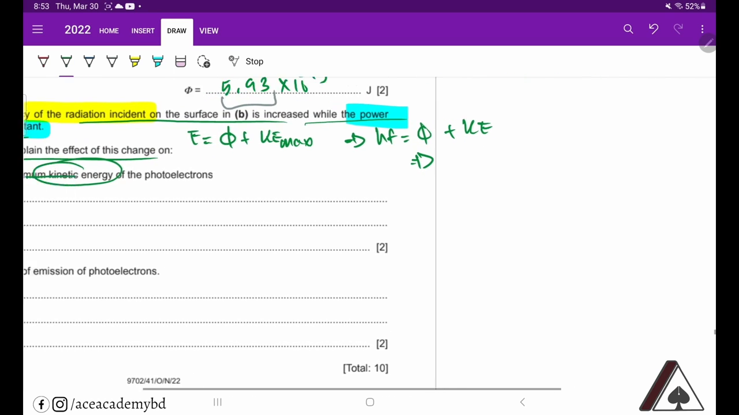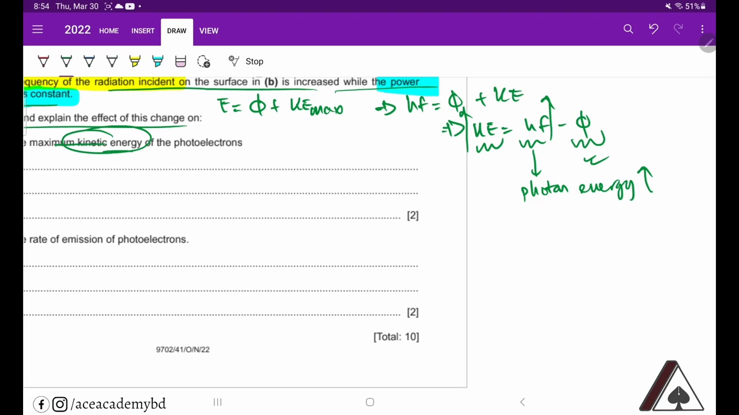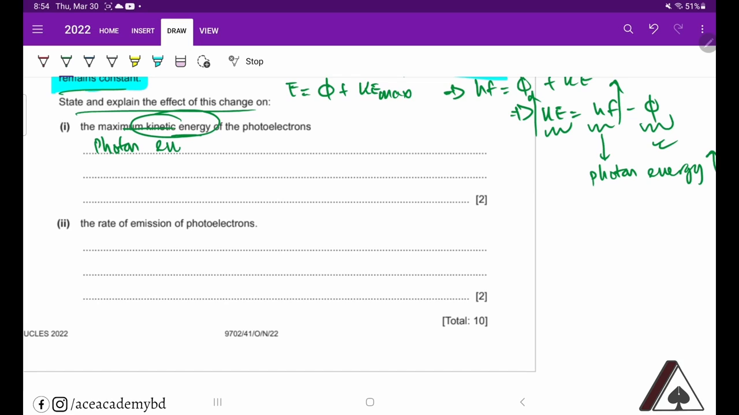Now, they're asking us first about kinetic energy. So let's make kinetic energy our subject. KE equals hf minus work function. This work function is going to stay constant because it is constant for a particular type of metal. We are increasing the frequency. So if we increase hf, this means that the kinetic energy is also increasing. And hf is basically our photon energy. This means our photon energy is increasing, so our kinetic energy will also increase because the frequency is increasing. That's what we have to write in our answer. So the photon energy increases as we increase the frequency.